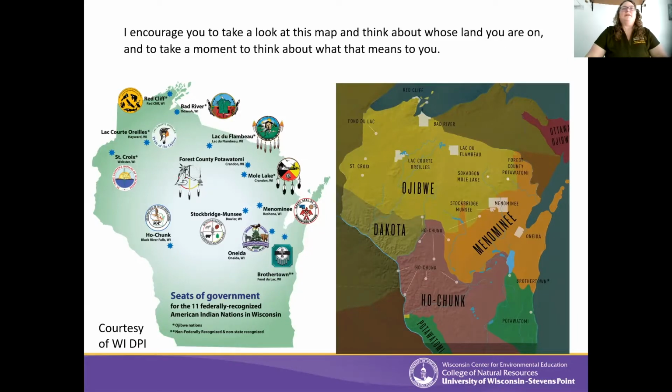Before we get started, I'd like to take a minute to think about whose land I'm on as I do my work and live my life today. I encourage you to take a look at this map and do the same, and to take a moment to think about what this means to you. I acknowledge that where I live is the historic homeland of the Anishinaabe people and is currently the home of the Lac du Flambeau Band of Chippewa. I'm grateful for the care that they and other Indigenous people have given to this land and to these forests since time immemorial, and appreciate the ways their traditional knowledge affects my understanding of sustainable forest management and the work I do in education.